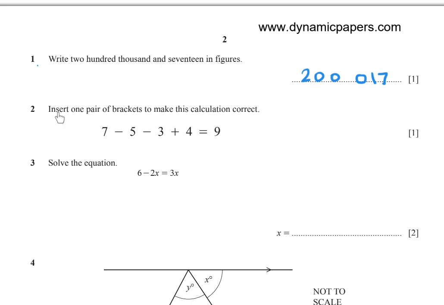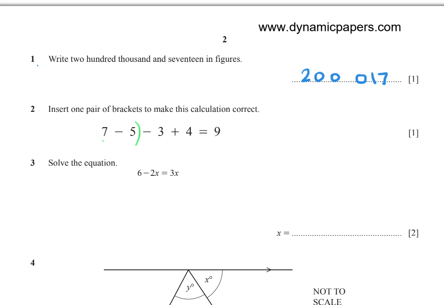Number 2. Insert one pair of brackets to make this calculation correct. I need the answer to be 9. So you can try if you put brackets for the first two: 7 minus 5, 2. 2 minus 3, negative 1 plus 4 equal 3. So it doesn't work.